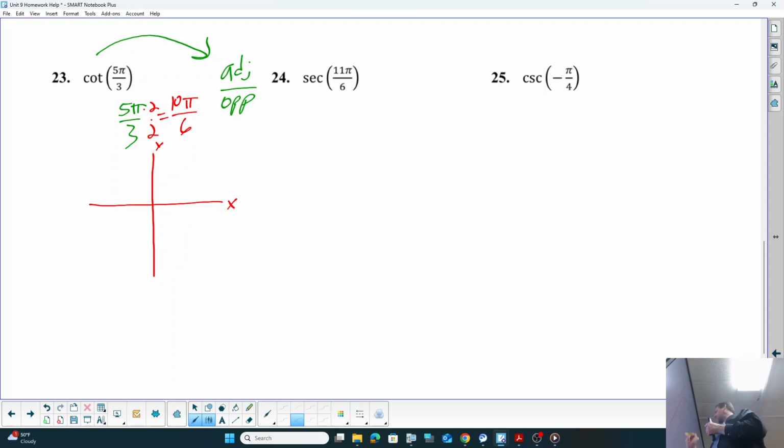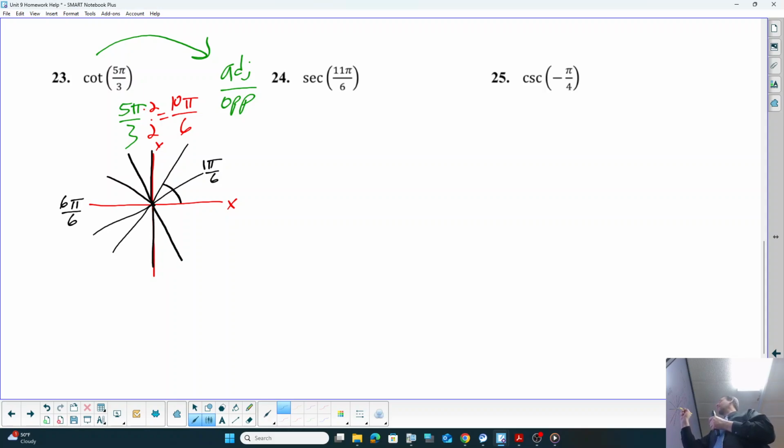Y-axis, x-axis, here we go. So we're going to go 1 pi over 6, 2 pi over 6, 3 pi over 6, 4 pi over 6, 5 pi over 6. This, of course, is 6 pi over 6. Then we have 7 pi over 6, 8 pi over 6, 9 pi over 6, 10 pi over 6. There it is. So that's where 10 pi over 6 radians is.